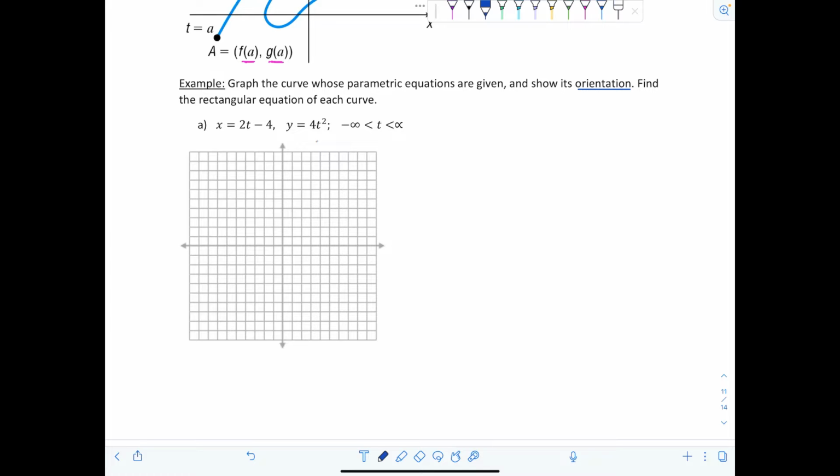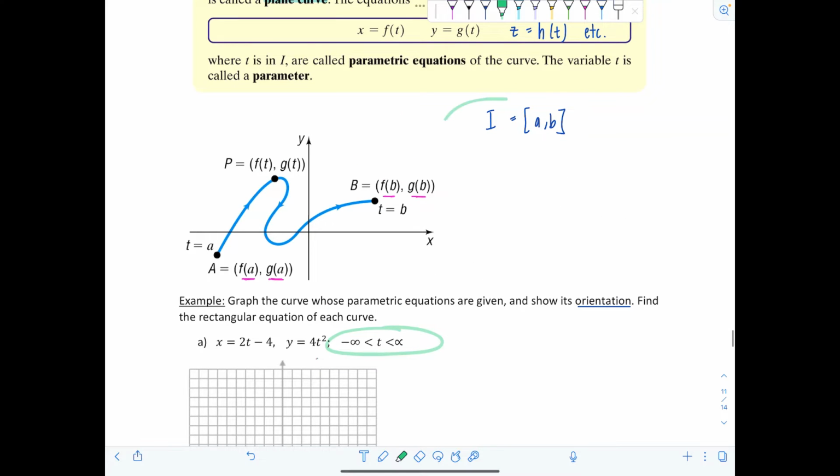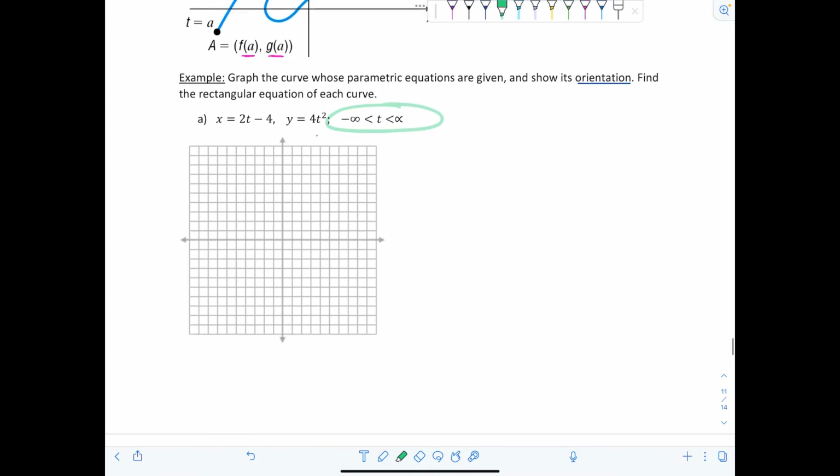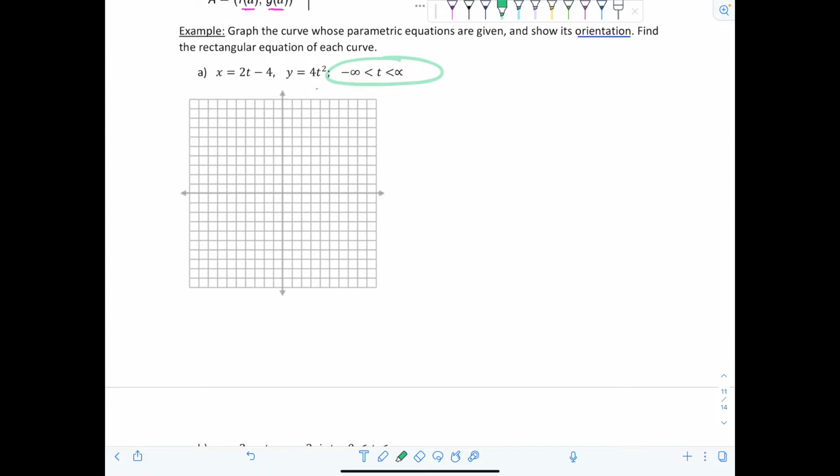So I'm looking at the parametric equations here. We have x equals 2t minus 4, y equals 4t squared, and then they're telling me the parameter t can take on any real number value. So the interval I is just all real numbers. Remember we said I on this example was just from a to b. Well, look at us. We can just run free. Anything from negative infinity to infinity is good to go.